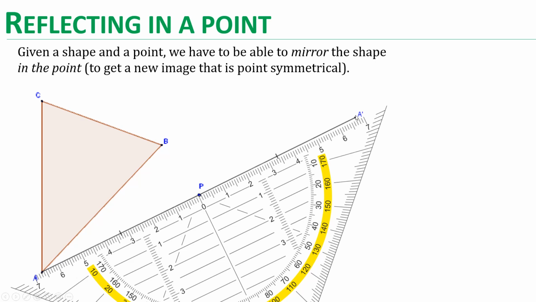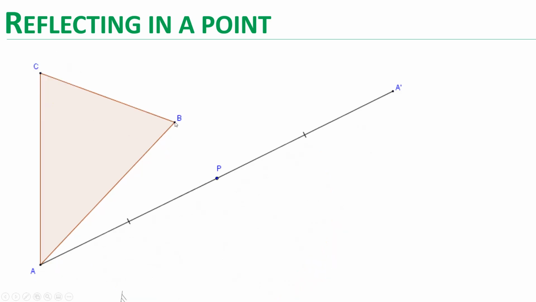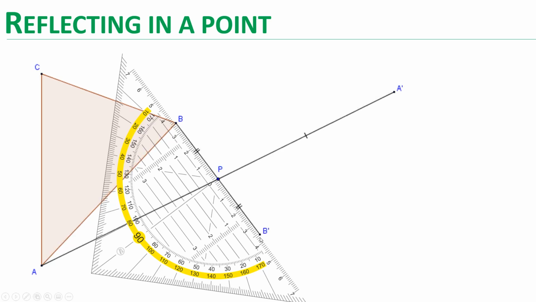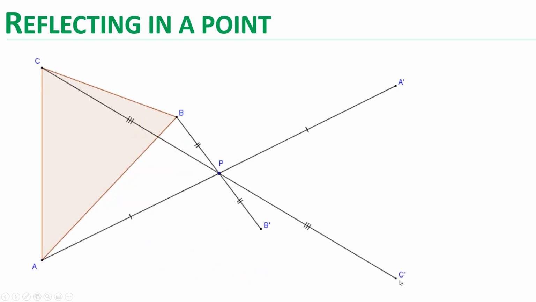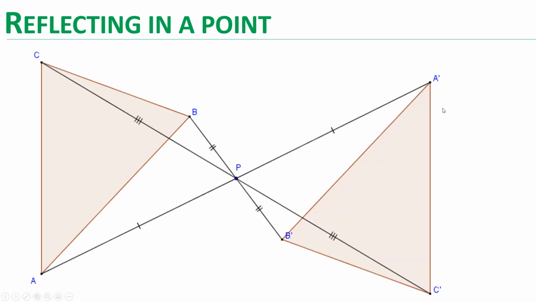We do the same for the other vertices, so from B to B prime, and from C to C prime, and once I have all the vertices of the image of the triangle, I can connect those vertices and draw the entire triangle.